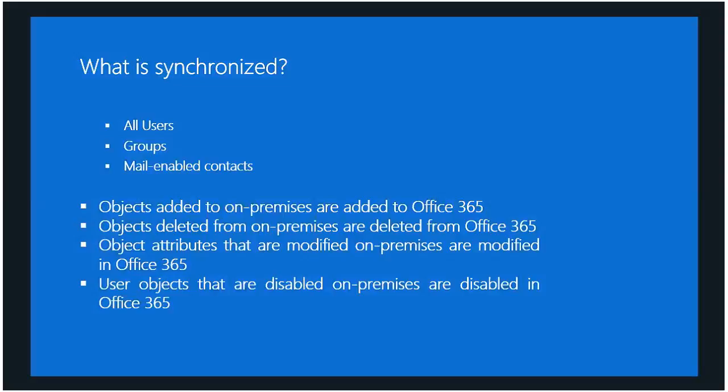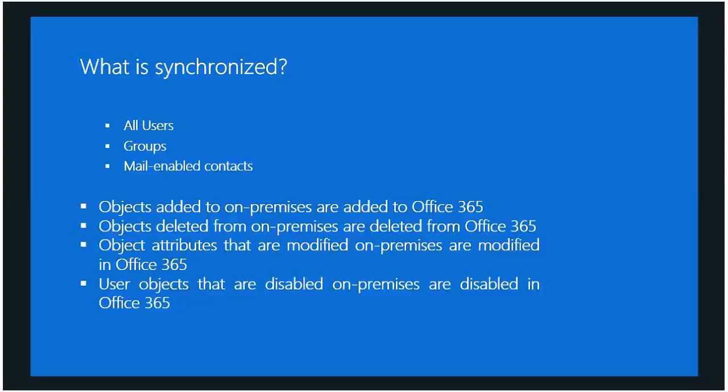So what this means is that the source of authority, and this is also a very, very important concept when we talk about synchronization, is your local Active Directory, so your on-premise infrastructure. And this means that any change that you want to perform on these identities, you have to do on your Active Directory. You cannot do this in Office 365.